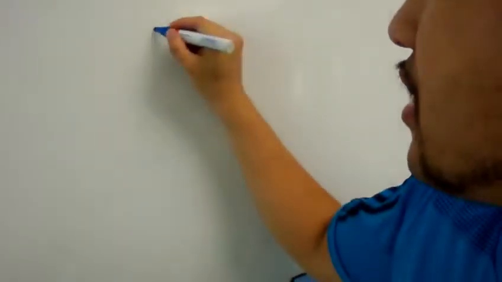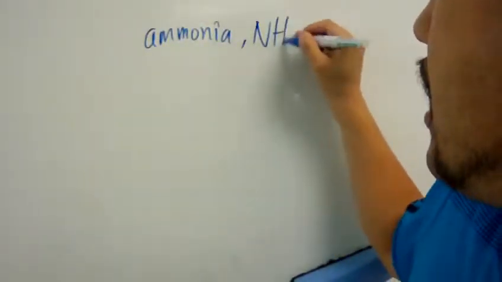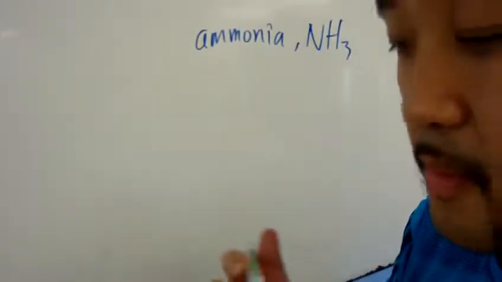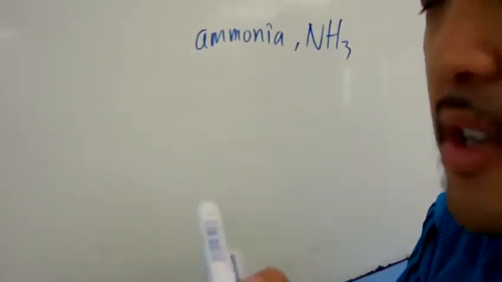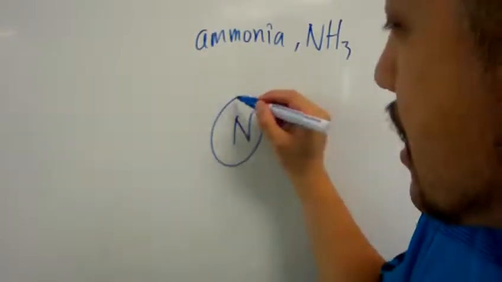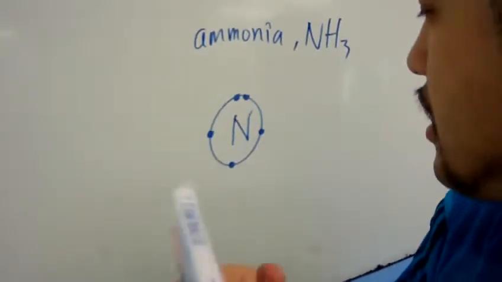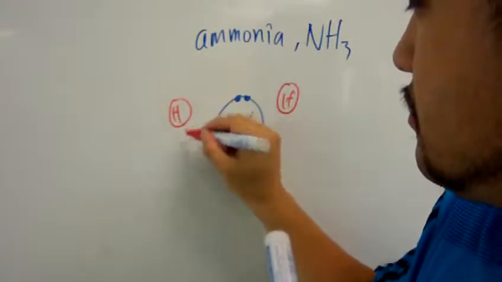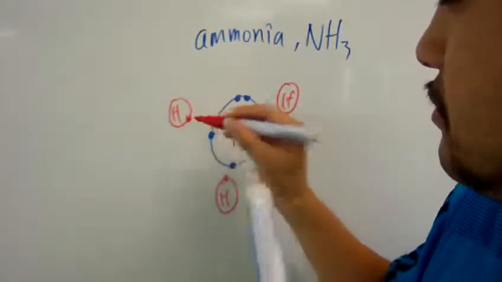Let's talk about ammonia now. Ammonia is NH3, that's the formula. And you need to determine the central atom. So the central atom has to be nitrogen, because that's the bigger one. And nitrogen has 5 valence electrons. And then you're going to draw the H's in with their 1 valence electron.